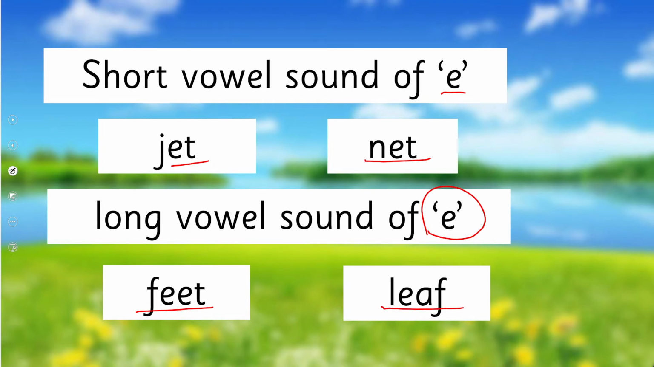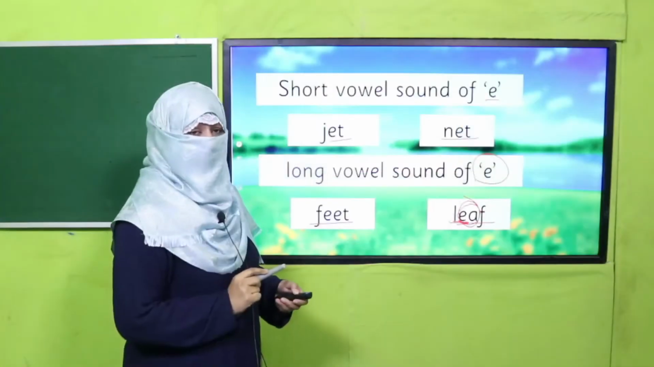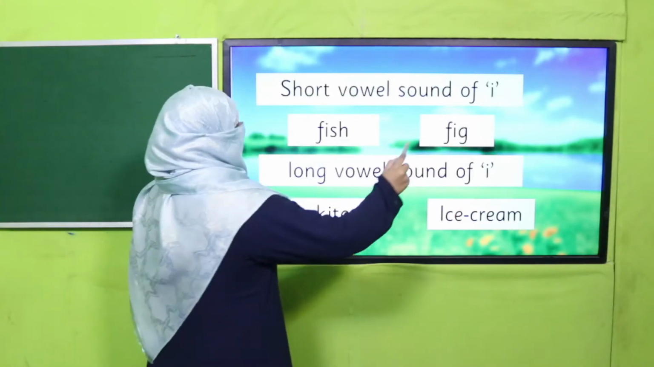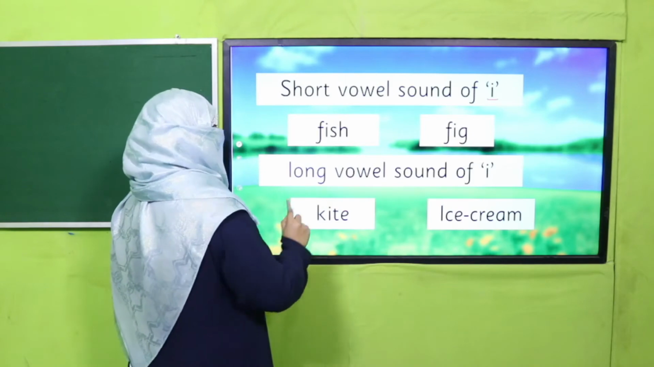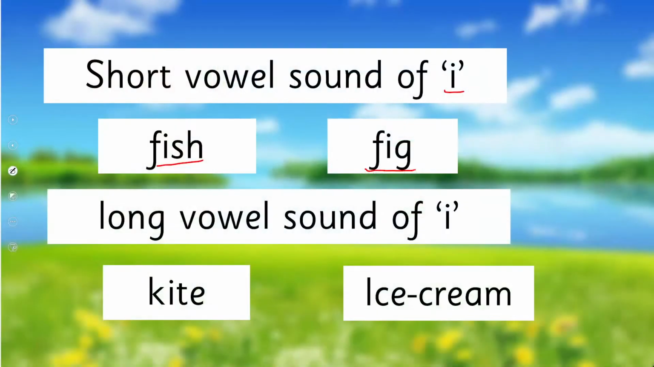All right, here you see that principle, two vowels are walking. The first does the talking and says its name. That's why it's leaf. The I, its short sound is I, as in fish and fig, and its long sound is I, as in kite and ice cream.